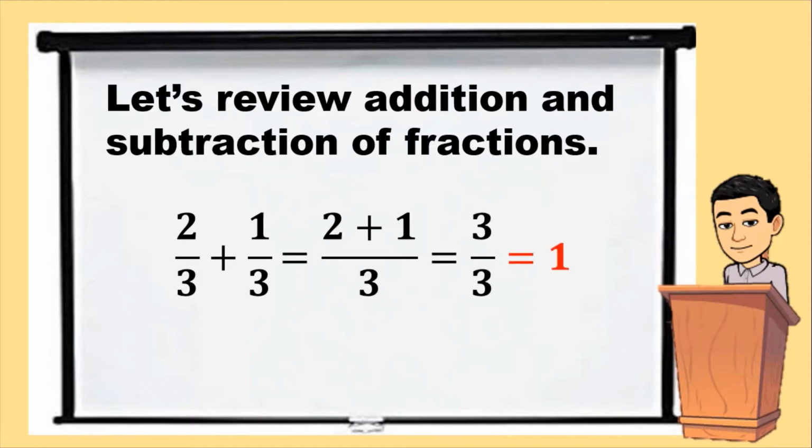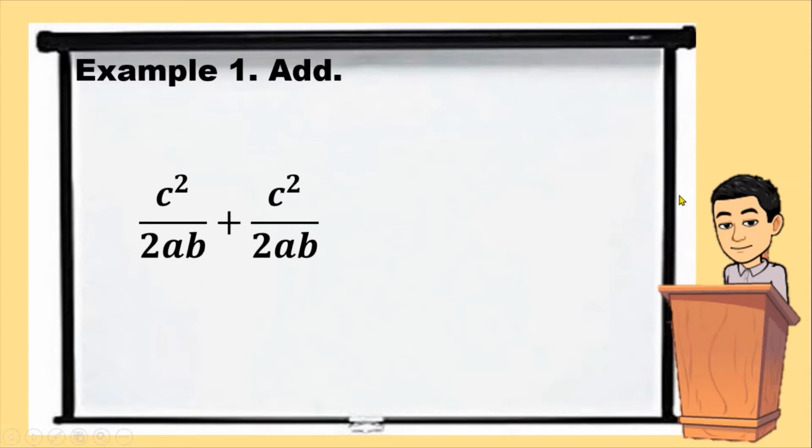If in case the given operation is subtraction, then we will have 2 minus 1 instead for our numerator. And 2 minus 1 is 1. So therefore, we have 1/3. And now we are ready to add similar rational algebraic expressions.